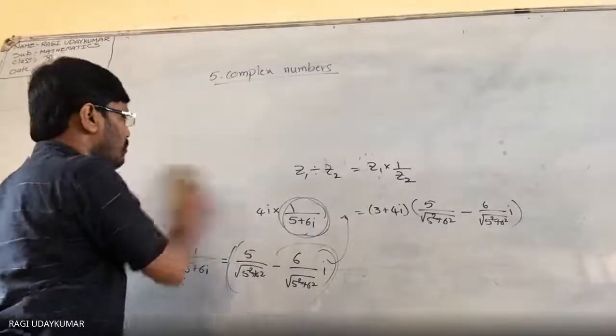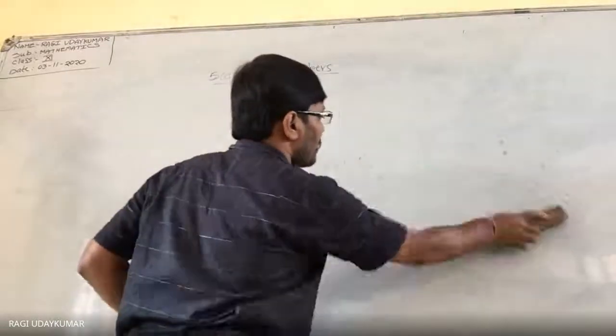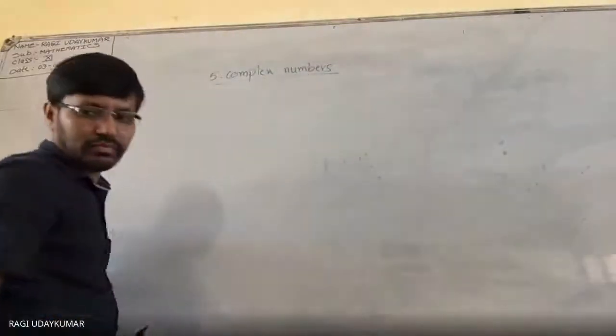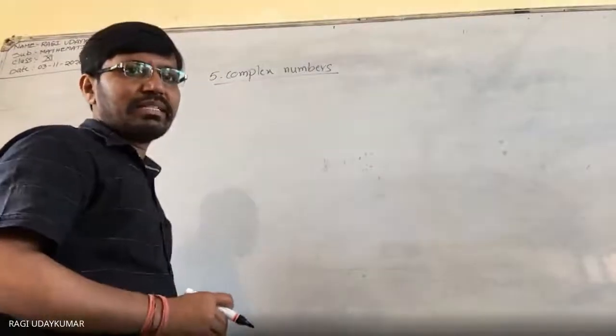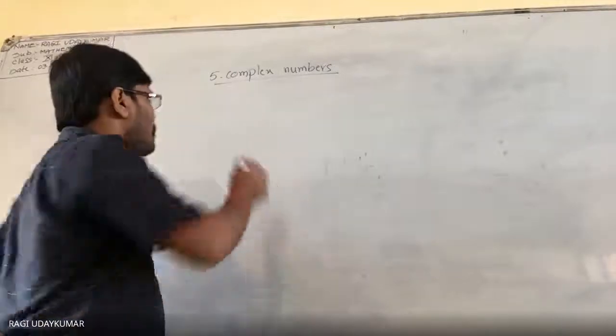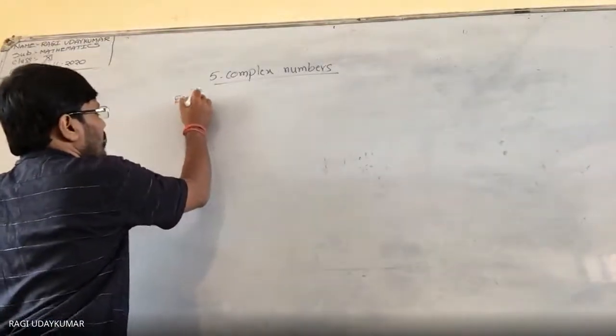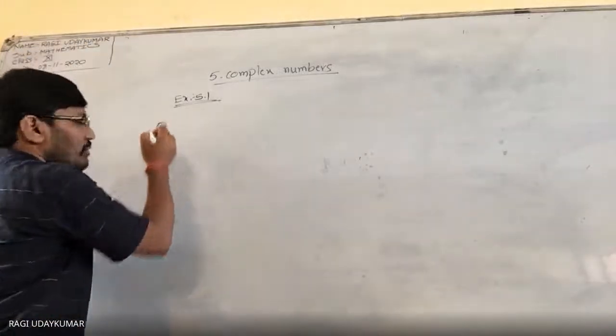So let us move to the exercise problems of 5.1. Express each of the complex numbers in exercises 1 to 10 in the form a plus ib. So exercise 5.1, the first question is given to you.